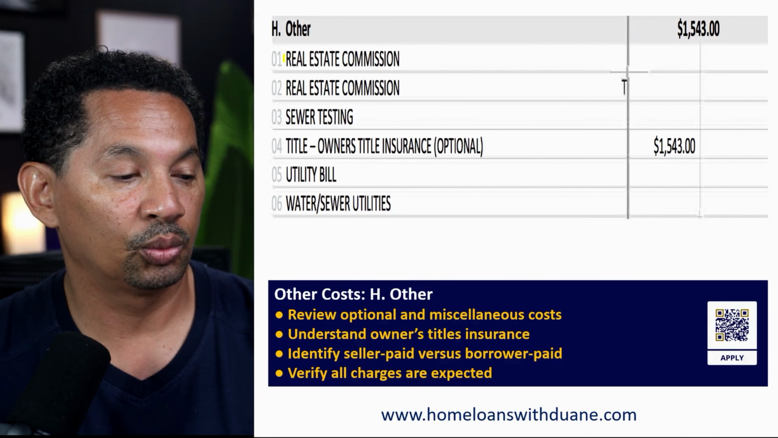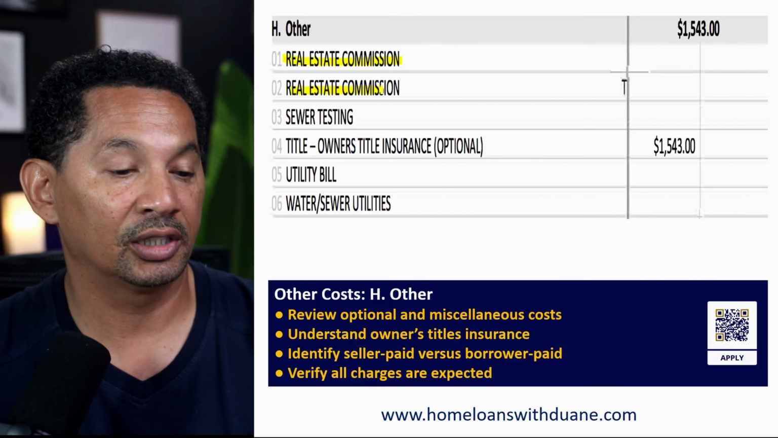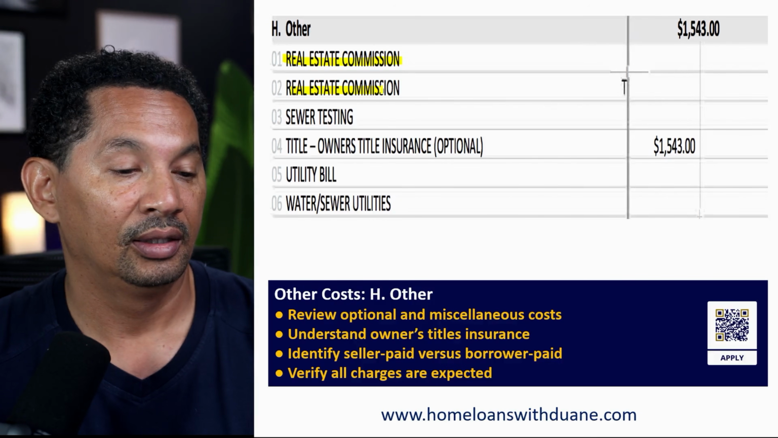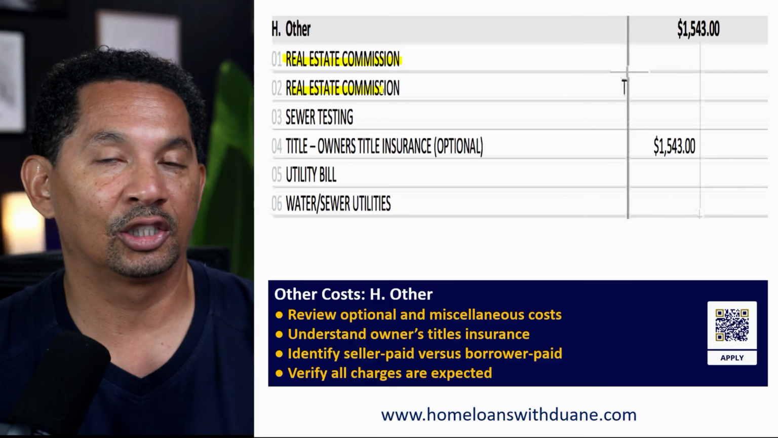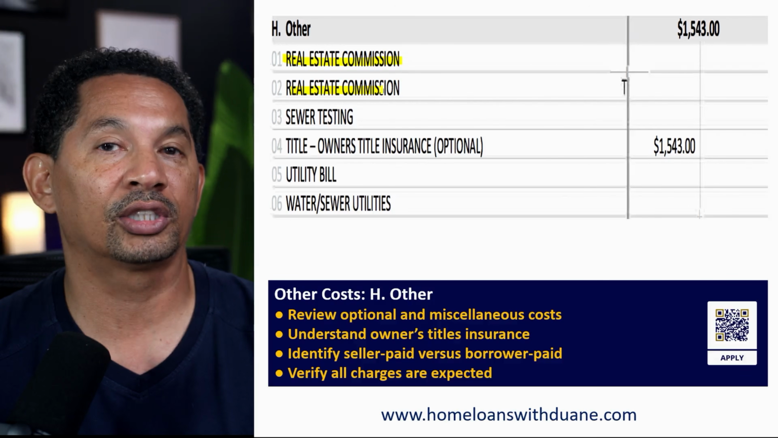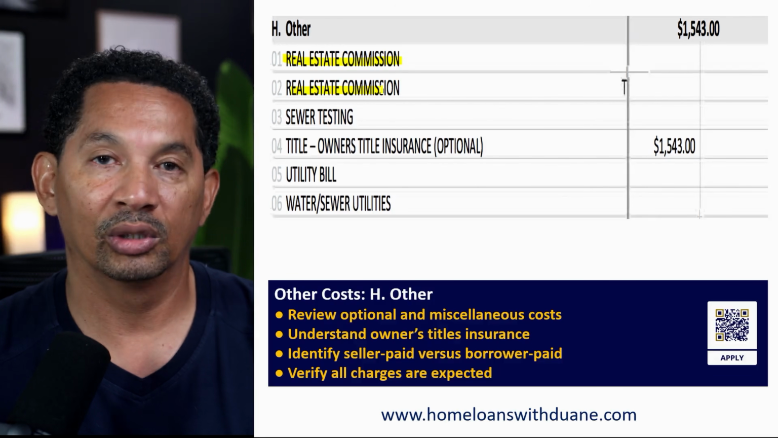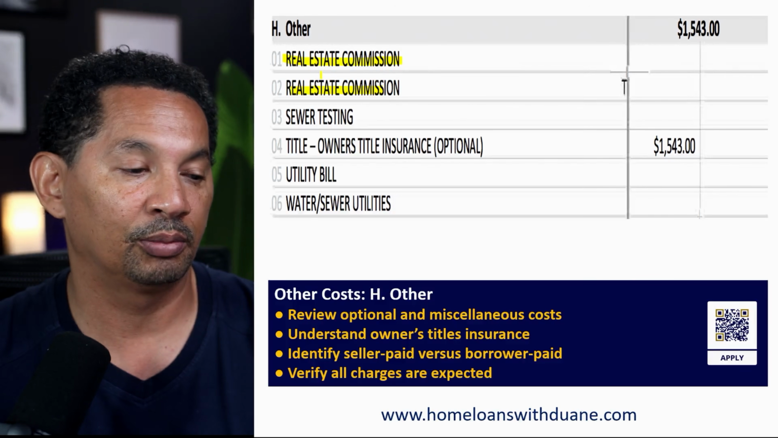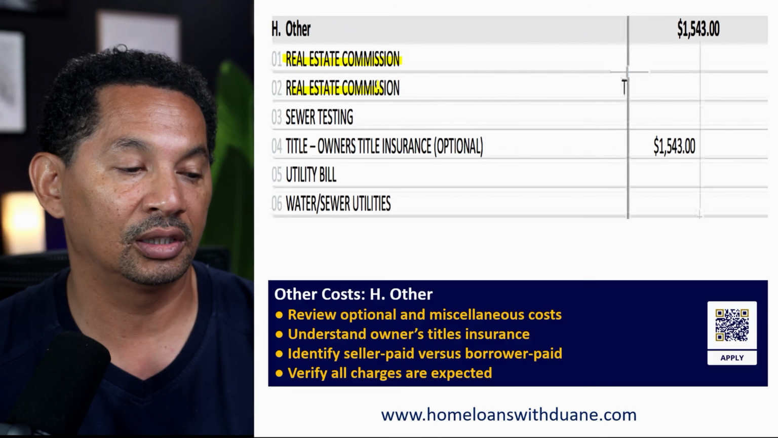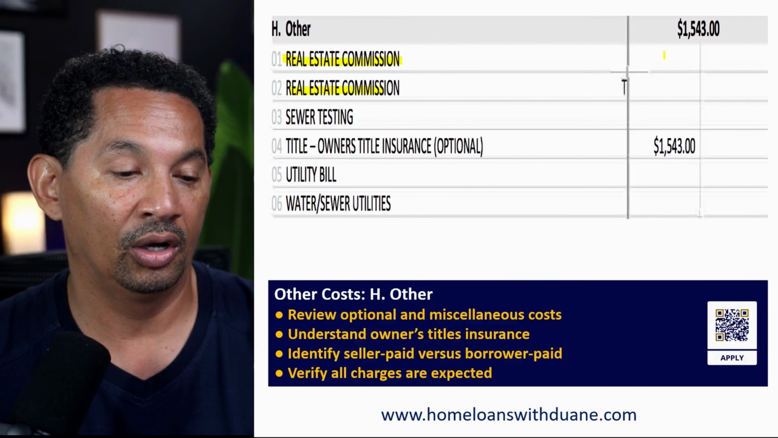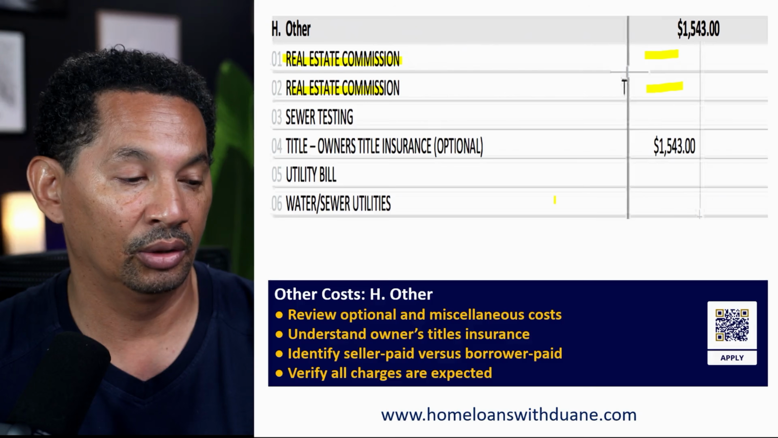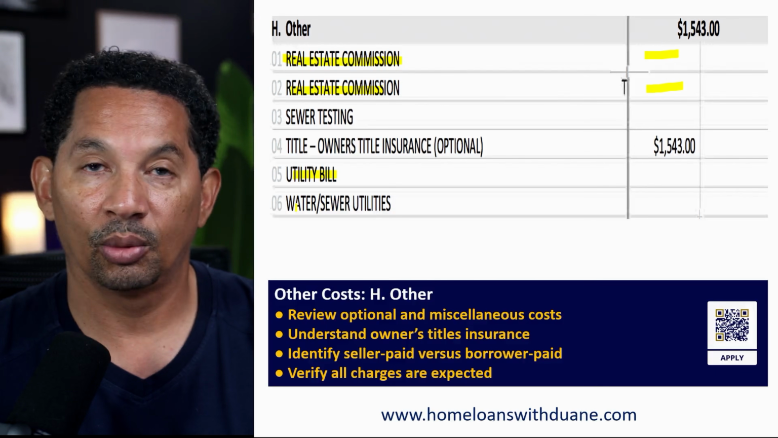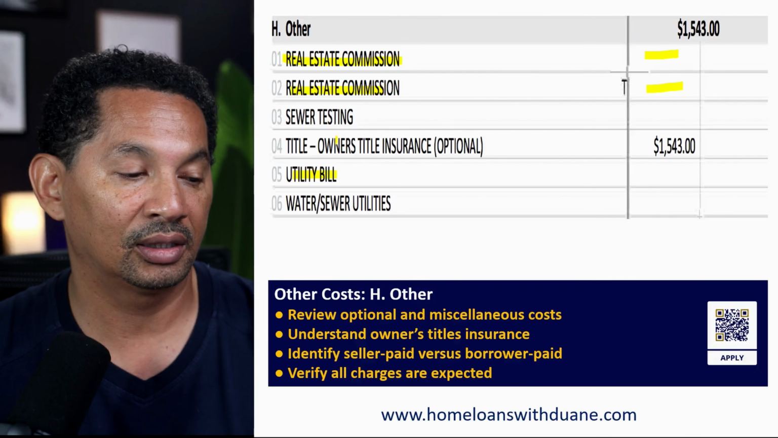Okay, Section H, other. Now, this is where you'll see if there's any real estate commission that you are paying. On the closing disclosure, there's a whole section for the seller. We're only going over the borrower section, and typically the seller pays for the commissions. But if you are paying any real estate commissions as a borrower, it would be on this section right here showing that you are paying those. And if there's any other applicable fees that you are paying, utility bills, HOA dues, or anything like that, they would be in this section.